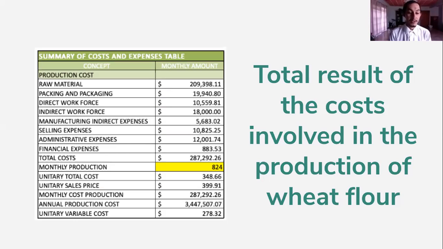287,292 and 26 pesos. Then from there, we have our monthly production, our unitary total cost, our unitary sales price, and our monthly cost production, followed by the annual production cost. And then we have our unitary variable cost, a total of 278 pesos and 32 cents.